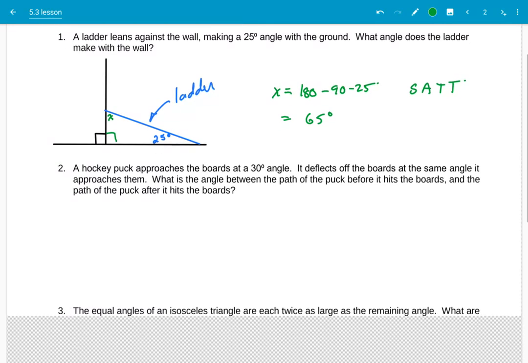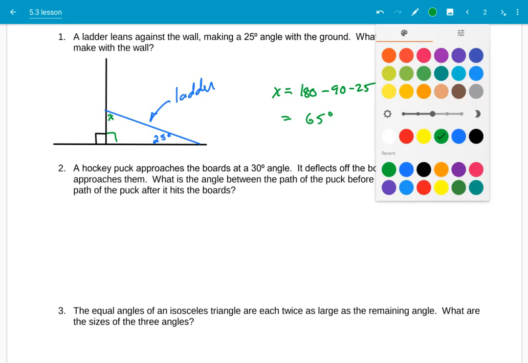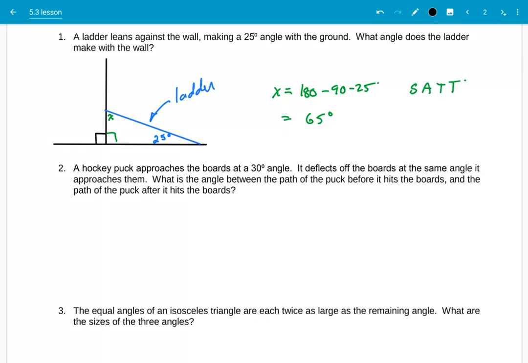A hockey puck approaches the boards at an angle of 30 degrees. It deflects off the boards at the same angle it approaches them. What is the angle between the path of the puck before it hits the boards and the path of the puck after it hits the boards? So I'd like you to pause the video and try to make the diagram and then come back and watch the rest of the example.